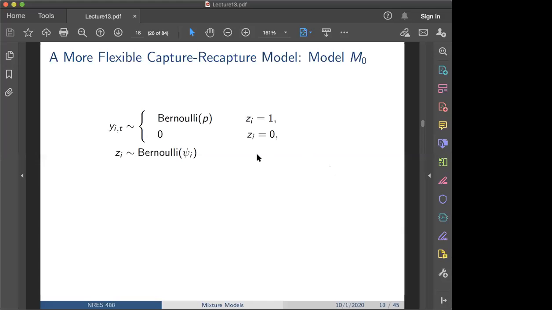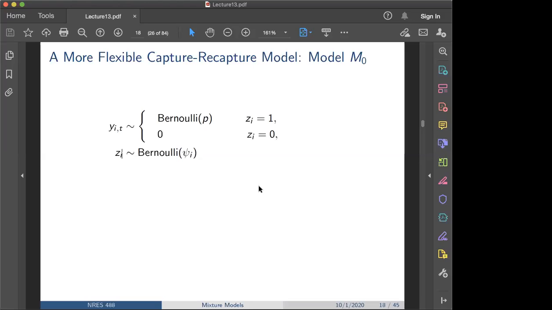All right, now Zi is something we don't always know. And what we want to do is estimate a parameter using the data, the Zi's that we do know, to try and estimate psi i. That's the probability of an animal being in our study area. And that's going to tell us about how many animals are in our study area that we never see. Combination of psi i and p. So p is the probability of observing an animal given it's in our study area. And psi i is the probability of an animal being in our study area.